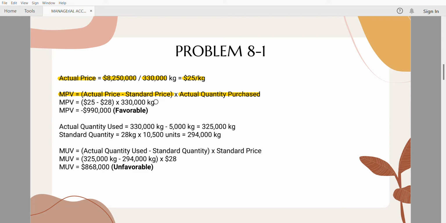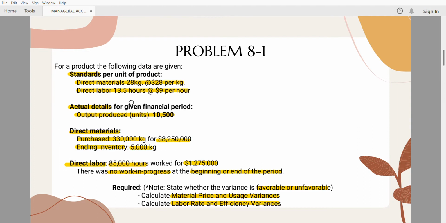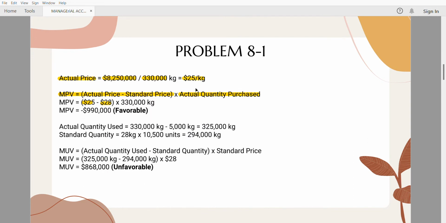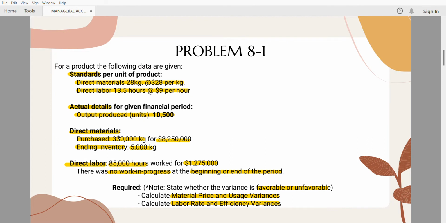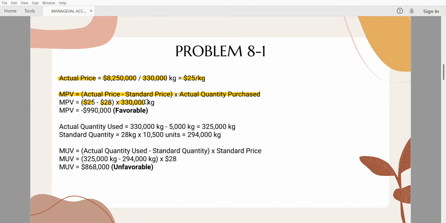And then we can calculate the MPV. The actual price per unit is $25, and the $28 per kg comes from here, the standards. The actual quantity purchased is 330,000 kg. And then we calculate it, we get minus 990,000. And minus means favorable. For this module, to be simple and brief, when it's minus, it's favorable. When it's plus, it's unfavorable.